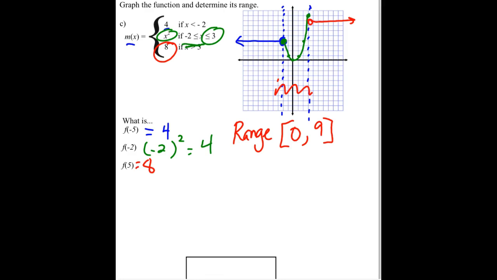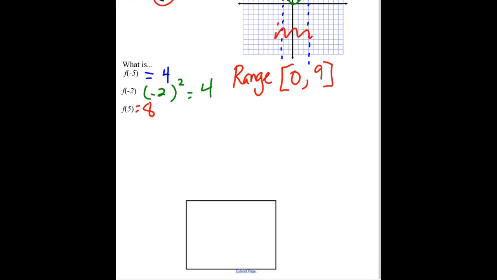Questions about graphing it? Knowing where breaks happen, open, close circles. We okay with that? We okay with finding range? All right. I will get you guys some graph paper.